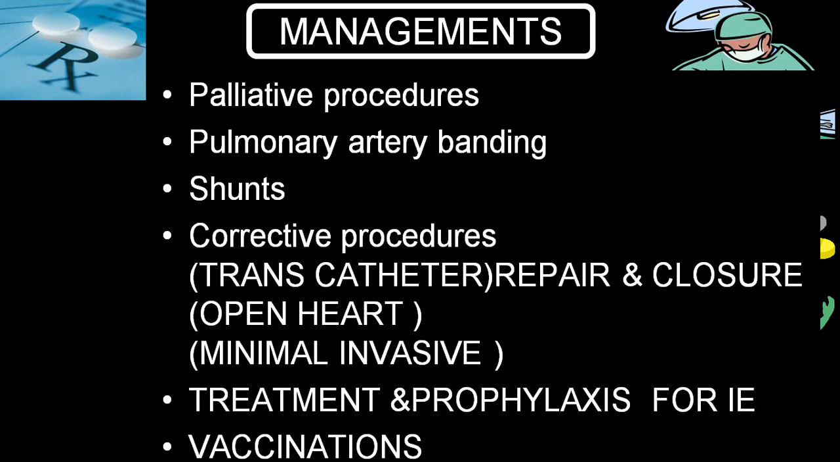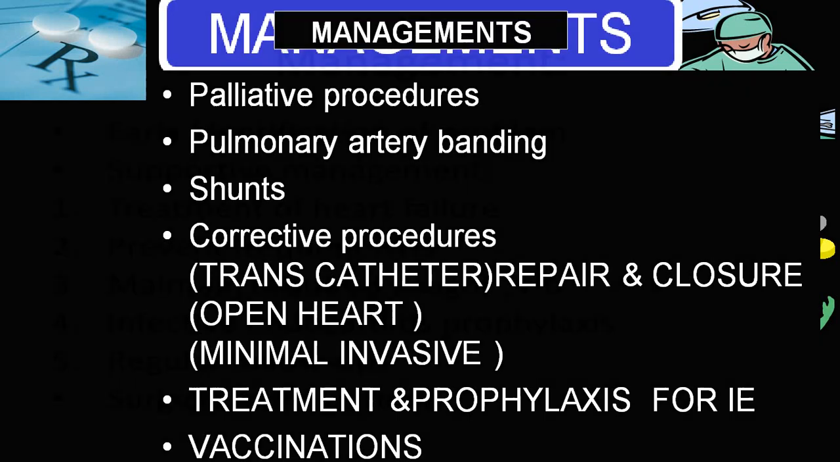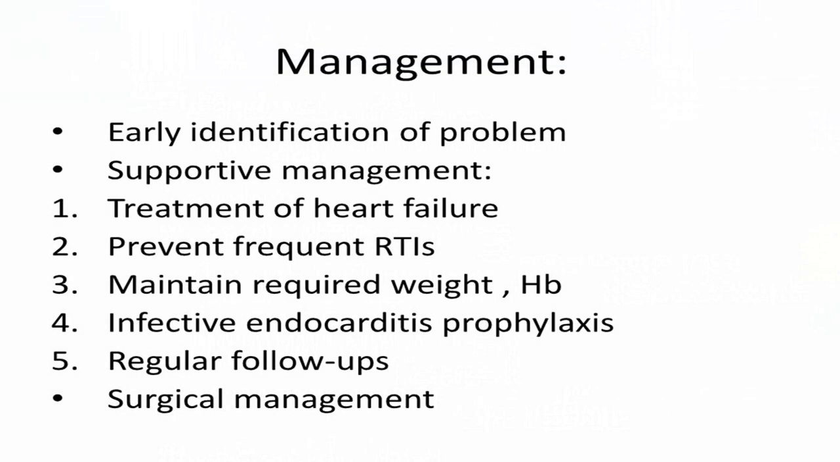Then in those particular groups you will have to give prophylaxis for infective endocarditis, and if the person already has infective endocarditis you will have to manage infective endocarditis. A child can be vaccinated for some of the infections because they will be very common in congenital heart disease. So vaccination can be done as a prophylactic measure. So management will consist of treatment of heart failure, prevention of recurrent respiratory tract infection, maintaining weight and hemoglobin, treatment of infective endocarditis and prophylaxis for infective endocarditis.